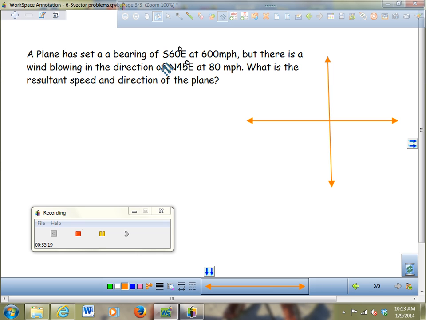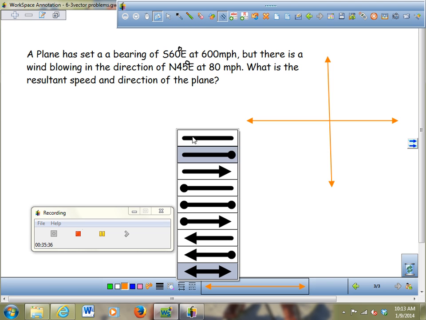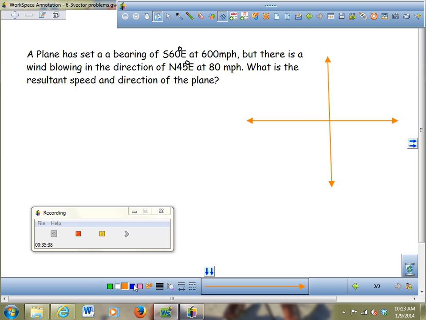What does that mean? What does south 60 degrees east mean? Did you do this last semester? You did this last semester. It means 60 degrees from south, east. It means what it says. So if this is south, then I go 60 degrees to the east of south. So this angle here is 60 degrees. Okay, so that's where it sets its bearing.